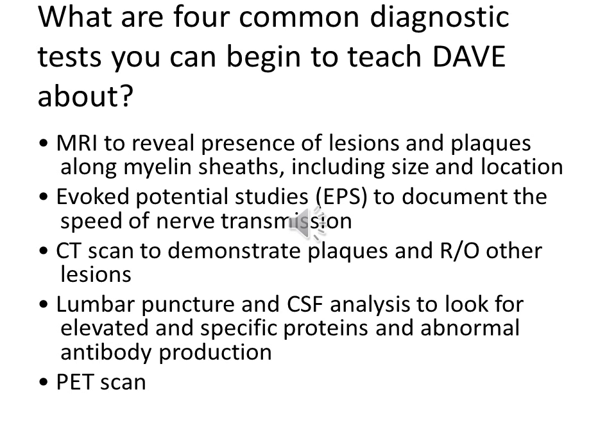What are the 4 common diagnostic tests you can begin to teach Dave about? MRI to reveal the presence of lesions and plaques along the myelin sheaths, including their sizes and location. Evoked potential studies to document the speed of the nerve transmission. CT scan to demonstrate plaques and rule out lesions, and lumbar puncture and CSF analysis to look for elevated and specific proteins and abnormal antibody production, and also a PET scan.